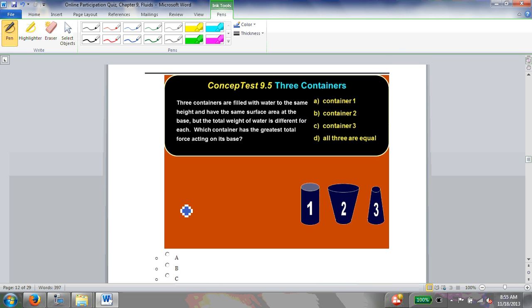Three containers are filled with the same water to the same height. Now, to find the greatest total force, we need to find the pressure. Pressure is force over area. These all have the same area, and they're all the same height, all right? So that means that they have the same pressure, which is rho g h. And because they have the same area, they're all going to have the same force at the bottom. So all three are equal.